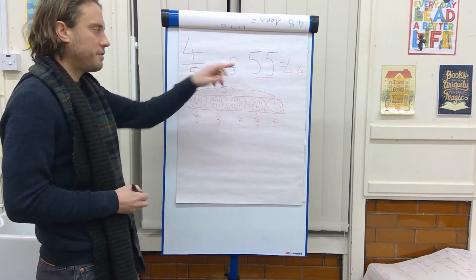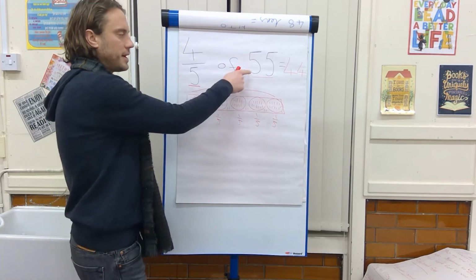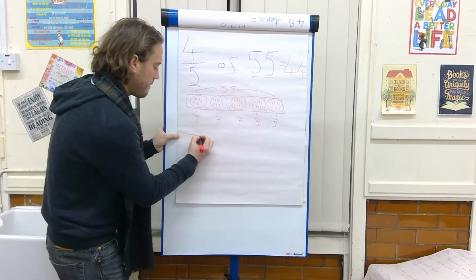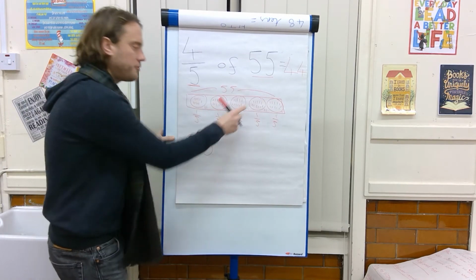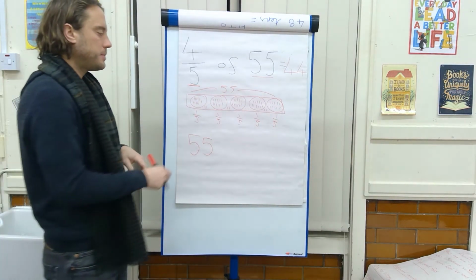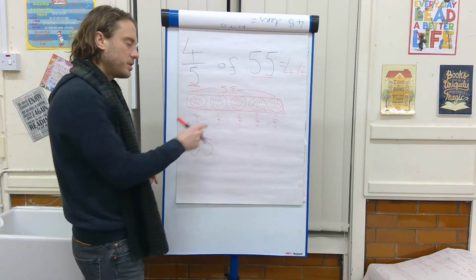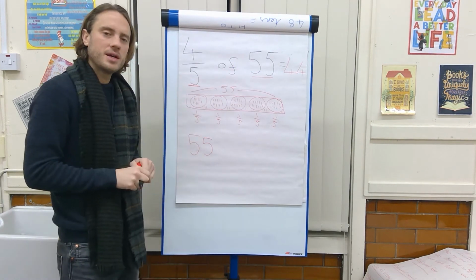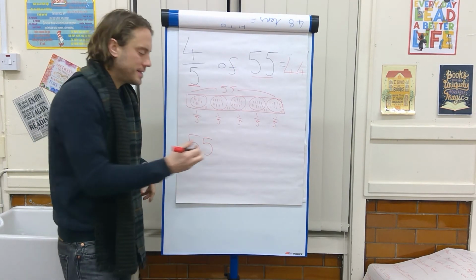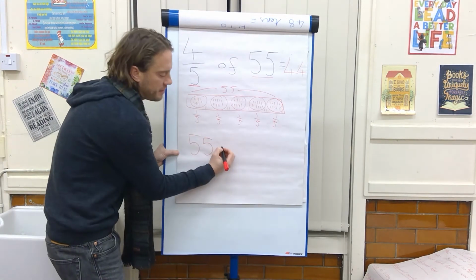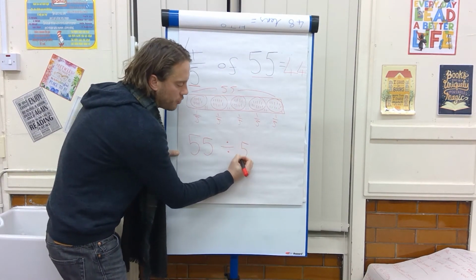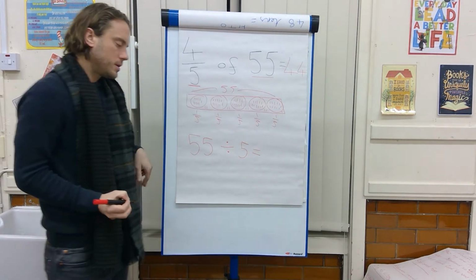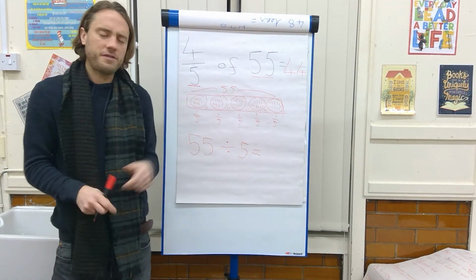So 4/5 of 55. So first of all, find your whole. 55 is your whole. And instead of drawing the bar this time, I'm just going to use my multiplication table. So we're going to share it into 5 groups. So when you're sharing things, it's division. So 55 shared into 5 groups equals.